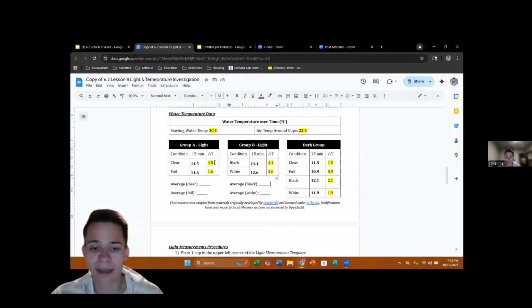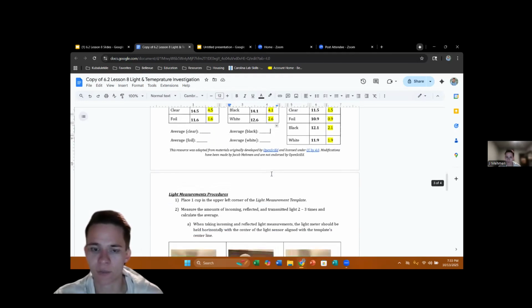Our clear cup has a temperature change of 4.5. That's pretty high. Our black cup has a temperature change of 4.1. That's also fairly high. Foil's pretty low. It's only about 1.6. And then our white cup has a temperature change of 2.6, which is a little bit higher, but still relatively low.